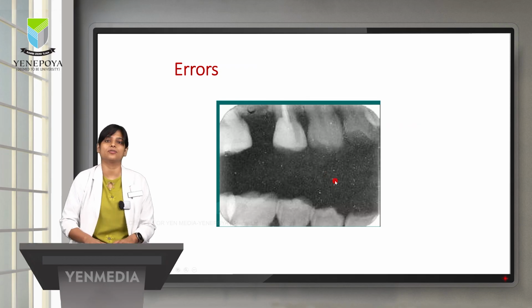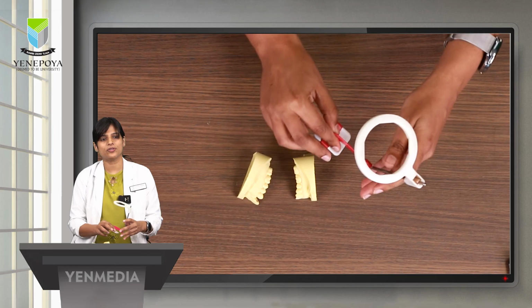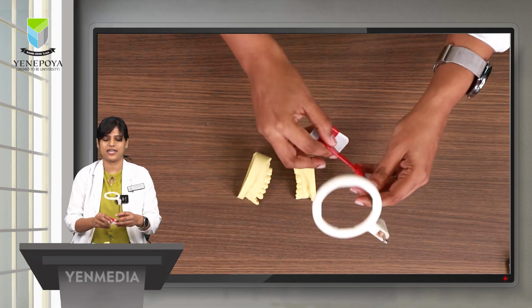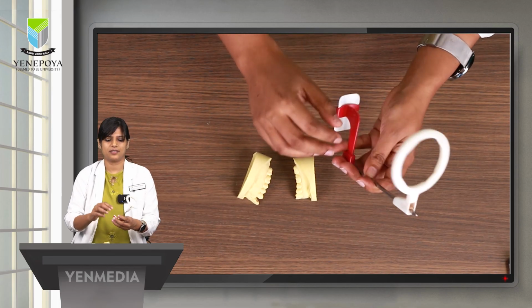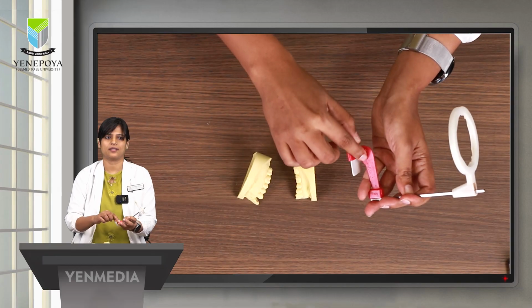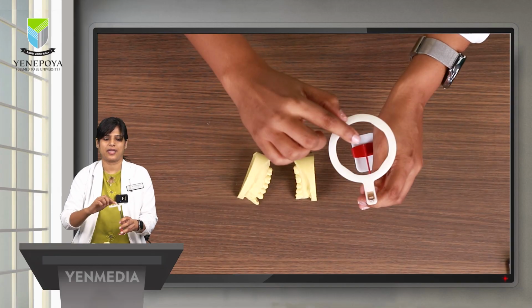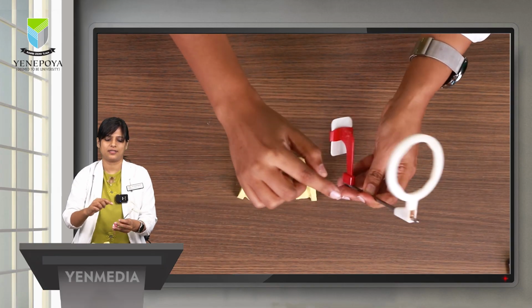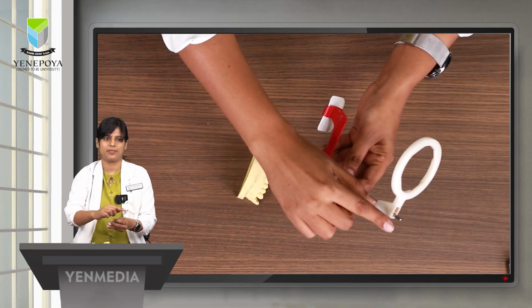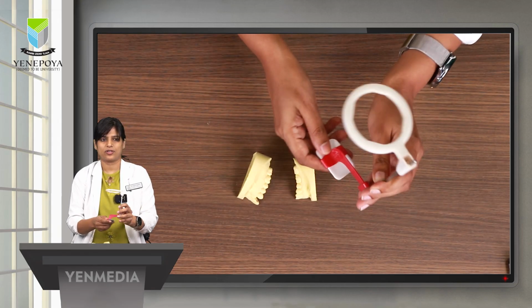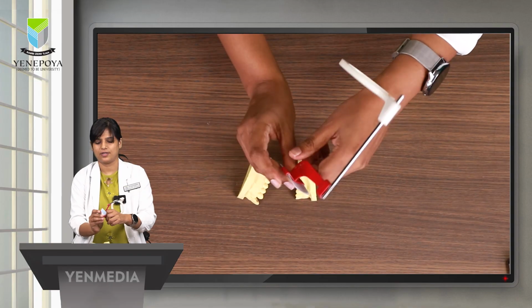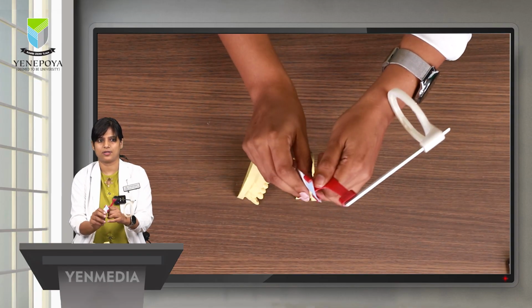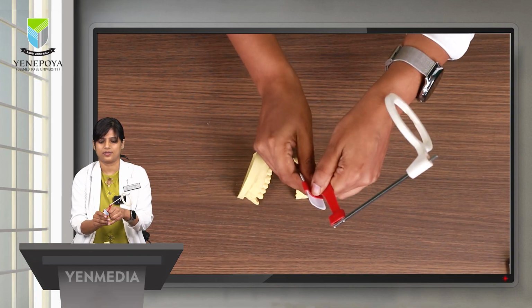Okay, now I shall give you a live demonstration of the RIN XCP. Moving on to the live demo, you can see this is a RIN XCP. This is the plastic bite block, the aiming ring, and this is the metal indicator arm. So I have placed the film here into the bite block. You can see over here.